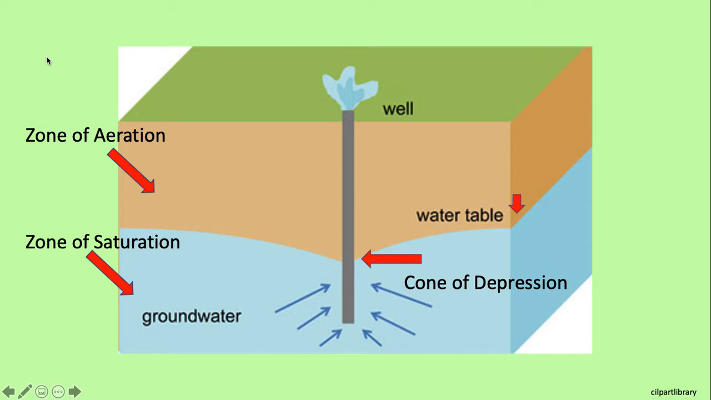Above the water table is the zone of aeration. There might be a little bit of water or air up there. Well, there's definitely air. There might be a little bit of water mixed in with the zone of aeration. But below the water table, it's saturated. The ground is completely full of water. And then in the middle there, you've got a well. Where the well is pumping, it's drawing down the water table, creating something called the cone of depression.